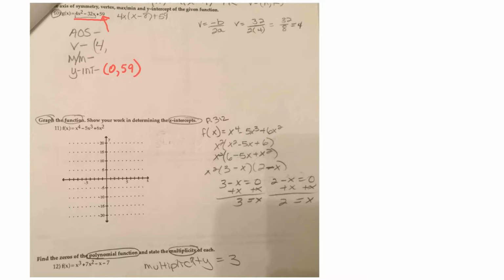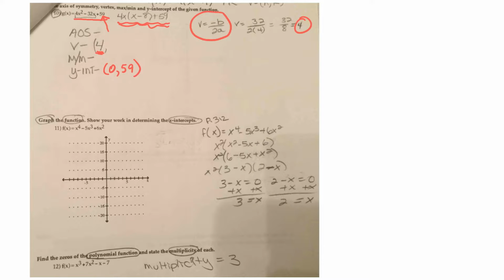Then to find your vertex, you can either try and put it in vertex form, but there are some other steps you'd have to do, or you can use this vertex formula. That's a perfect one. So it's minus b, so negative negative 32, so it's positive 32, over 2 times 4, which is 8. That gives 4. Good. So 4 is the x coordinate of the vertex.